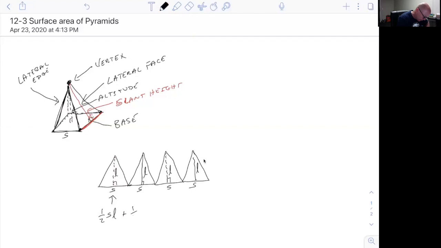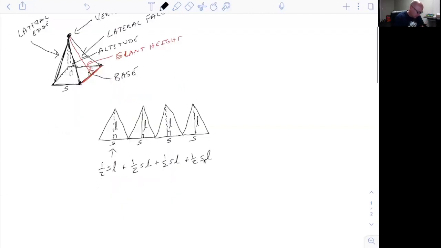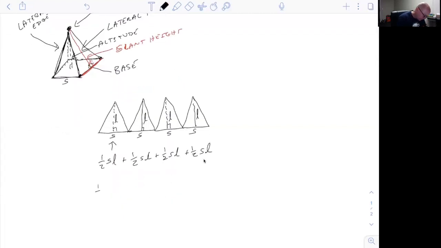We've got another one of those right there. We have another one for the third triangle, which is the same. And we've got another one out here for the fourth triangle, okay? Well, that looks a lot to me like we could just rewrite that as, if I factored out the slant height, I would just have that times the four sides.